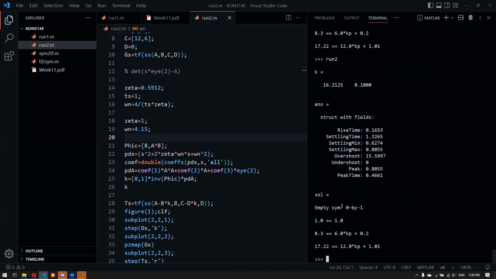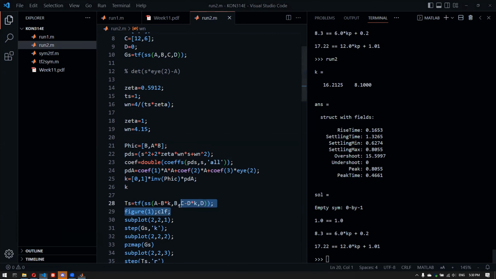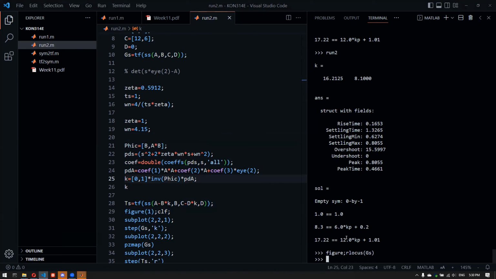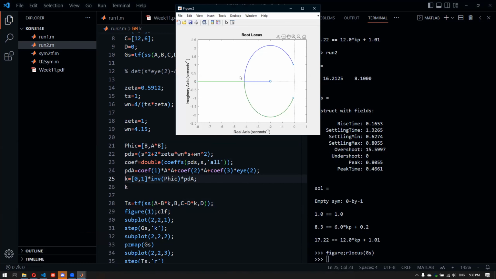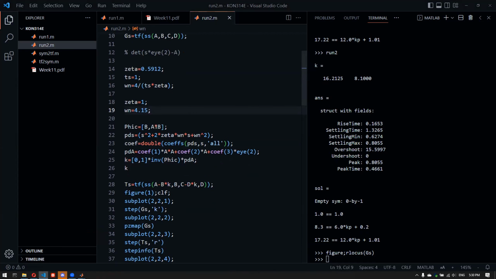And oh, we still don't have the solution. Is it a numerical thing here? Why don't we have the solution here? Am I missing the point here? 4.15. And the gain is going to be 135. Yeah, this should be it.